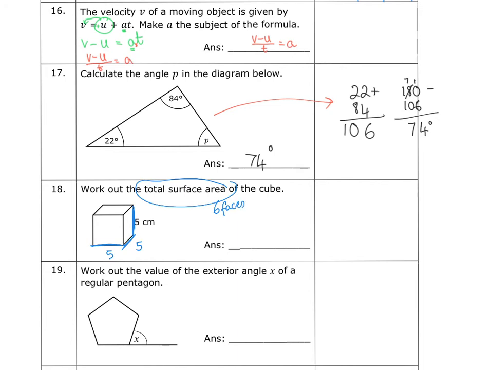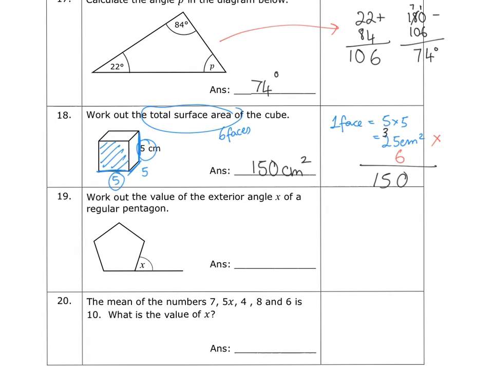Now, the area of one face can be found by multiplying 5 by 5. So one face, 5 by 5, is 25 centimeters squared. Now, times 6, because we have 6 faces. 6 times 5 is 30, 6 times 2 is 12, plus 3 is 15. That's 150 centimeters squared.